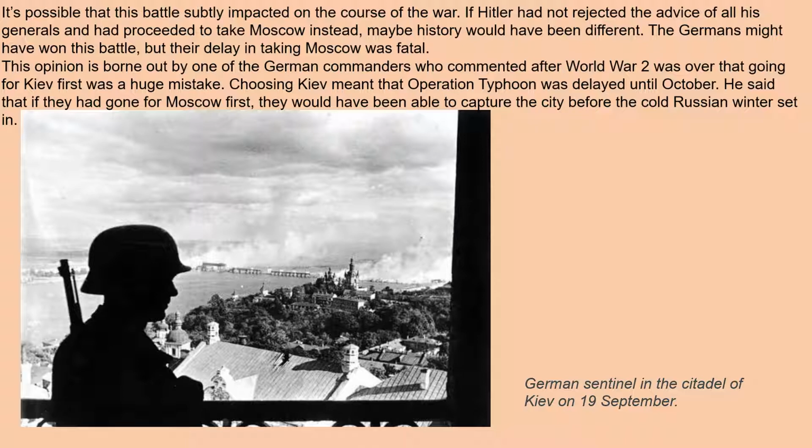This opinion is borne out by one of the German commanders who commented after World War II was over that going for Kiev first was a huge mistake. Choosing Kiev meant that Operation Typhoon was delayed until October. And you only have 2-3 months. He said that if they had gone for Moscow first, they would have been able to capture the city before the cold Russian winter set in. It was certainly a mistake on Hitler's part, underestimating the Soviet winter months.